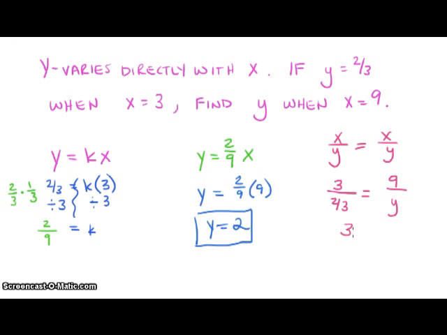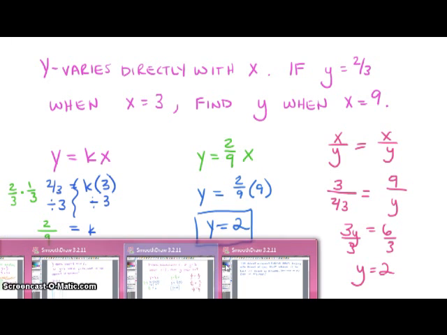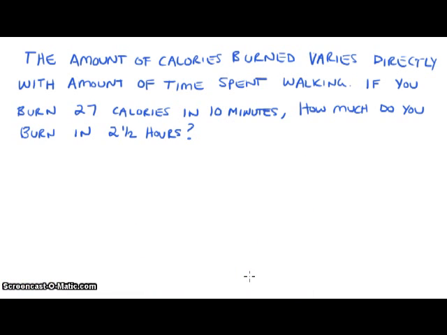3 times y is 3y. 9 times 2/3 is 6. And you can divide by 3 on both sides and get that y is equal to 2. Alright, so you've got a couple of options there when you're dealing with a direct variation. Let's look at one more example because you will usually see these presented as word problems. And these don't have to be scary, because as soon as you see the word varies directly, you know exactly where you're going with this problem.